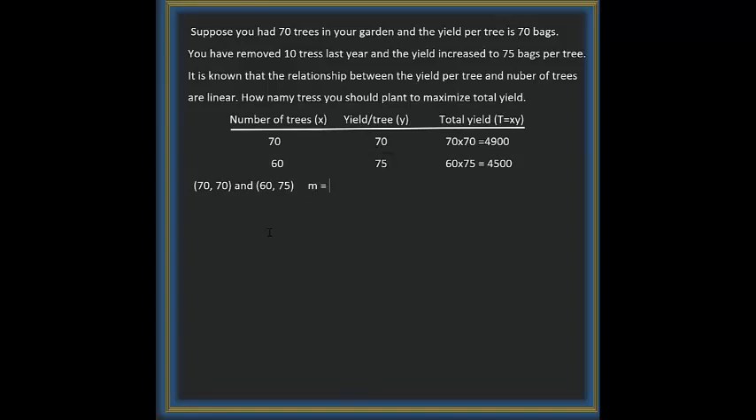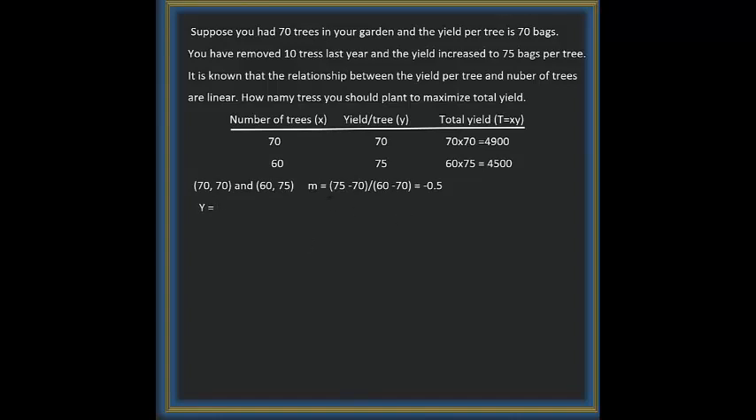So we know slope is, first we'll write rise over run. So I can have 75 minus 70 divided by run will be 60 minus 70. So you can see the order, how it is going. So if you simplify, you will find this one is negative 0.5. That is your slope.